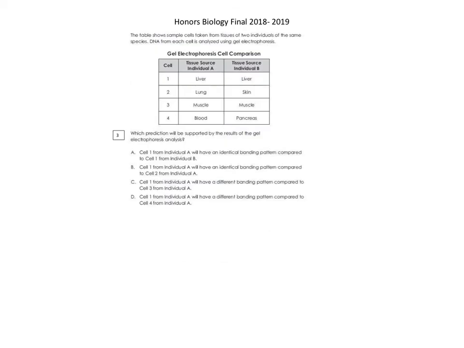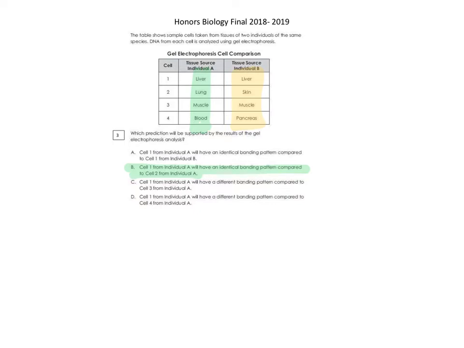Again, this being a different version, you're going to see the same answers. Some of the same questions do overlap. This is A. First of all, the answer here is B again. All the cells from individual A are going to have the same DNA pattern, and all the samples from individual B will have the same banding pattern. You'll have to explain why.